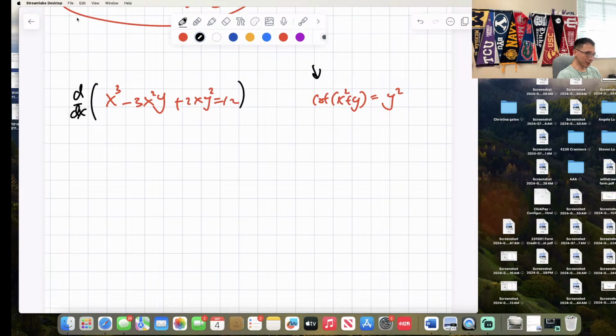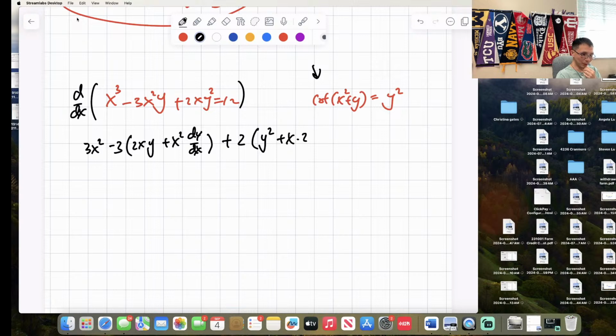Anytime you have x cubed, that's going to be 3x squared. This one I usually leave the -3 in the front, and I'll just take a derivative of x squared y. So it'll be 2x times y, because the derivative of x squared is 2x, times y. Is that okay? Plus x squared dy dx. Is that okay? Plus, what happened here? 2. And what's the derivative of x? It's going to be y squared plus x times 2y dy dx.